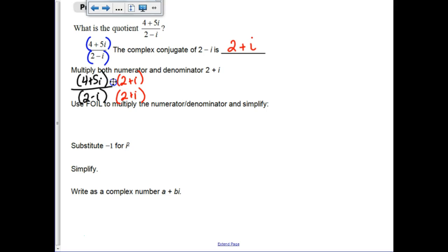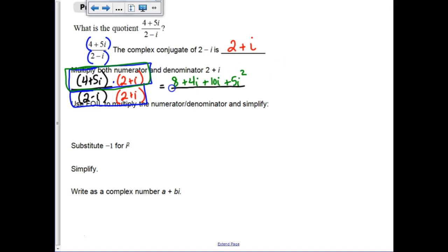All right. You're not going to like this one, okay? You're going to have to multiply the numerator out. This is a FOIL problem. And then you're going to have to multiply the denominator out. That's another FOIL problem. All right, let's concentrate first on the numerator. The numerator says 4 times 2 is the first part of FOILing. So 4 times 2 is 8. 4 times i is plus 4i. 5i times 2 is plus 10i. And 5i times 1i is 5i squared. Whew. That's the numerator.